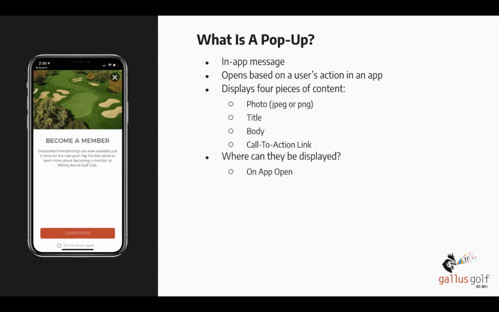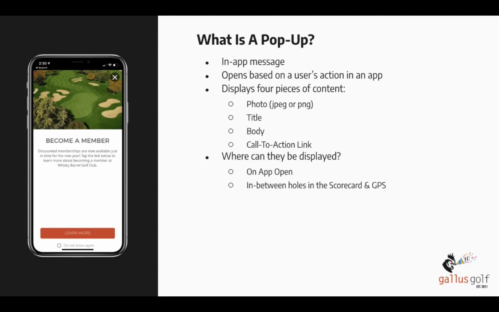It's really great. We'll go into some detailed examples, but it's great if you have some sort of an announcement that you want to get out, because before they can do anything else in your app, they're first going to have to see that app open pop-up and interact with it before they can move on. The other spot that you can do it is in between holes in the scorecard and GPS.